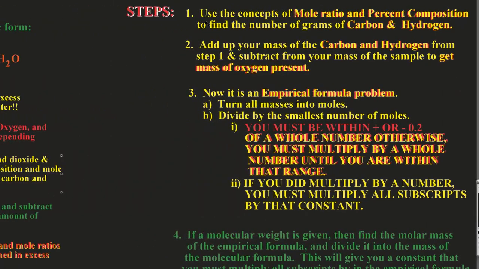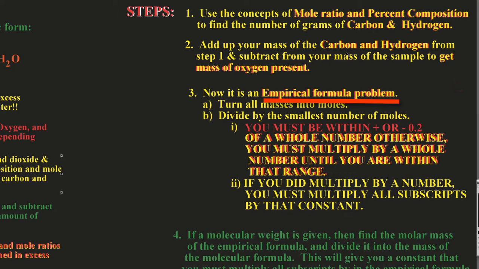Okay, so here are the steps. You're going to use mole ratio, percent composition again to find carbon, hydrogen. Once you get the grams of carbon and hydrogen present, you're going to add them up. The answers from part 1, and you're going to subtract from the mass of the total sample to get the mass of the oxygen present.